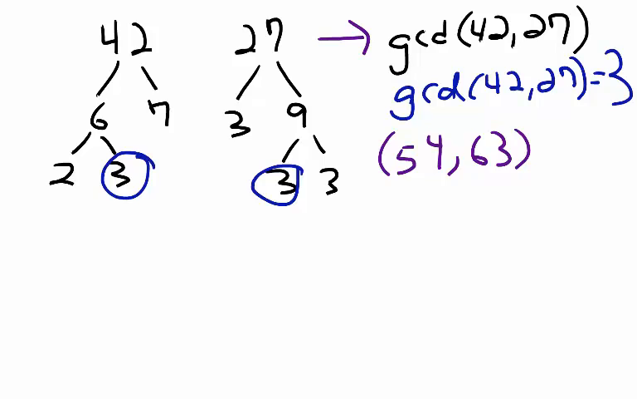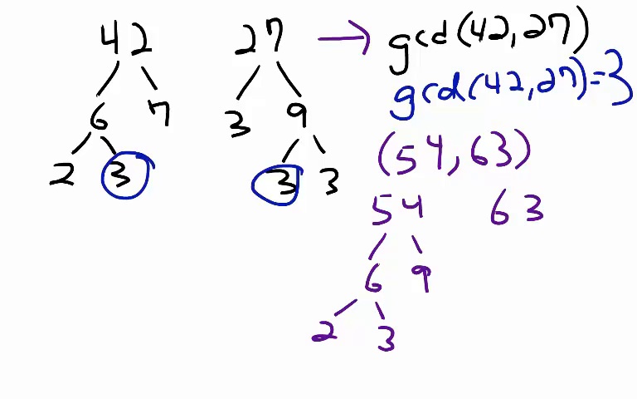So to find our GCD of 54 and 63, we set up our prime factorization on each number. 54 can be broken down into 6 times 9, where both are composite, so we continue to break them down. 6 becomes 2 times 3, and 9 becomes 3 times 3. 63 can be broken down into 7 times 9, where 9 is composite. That's broken down into 3 times 3.